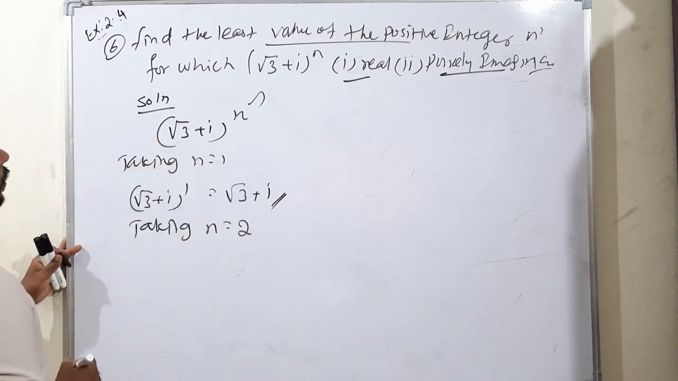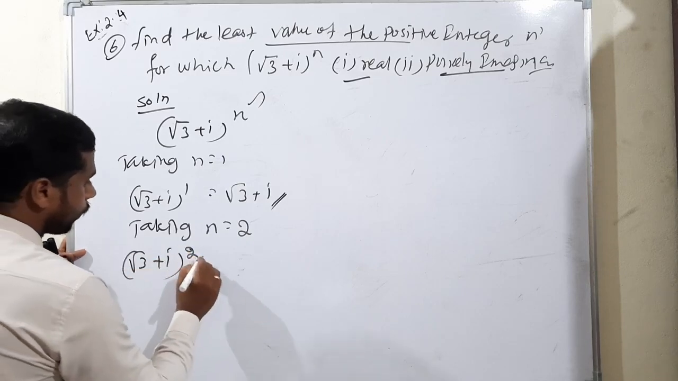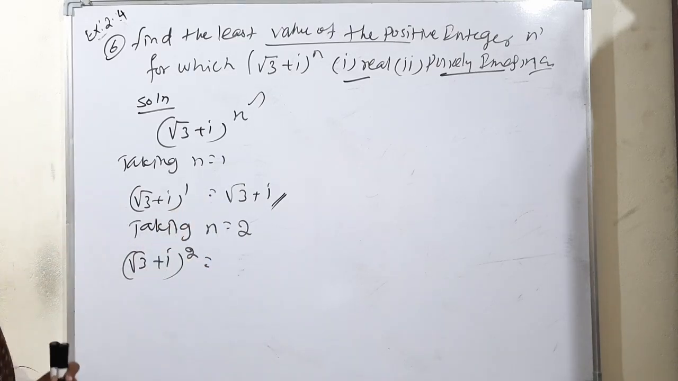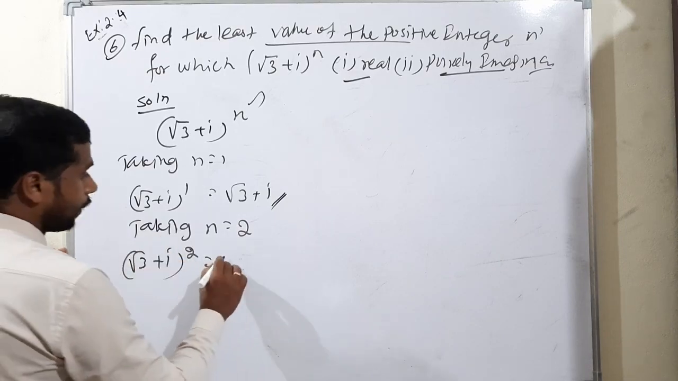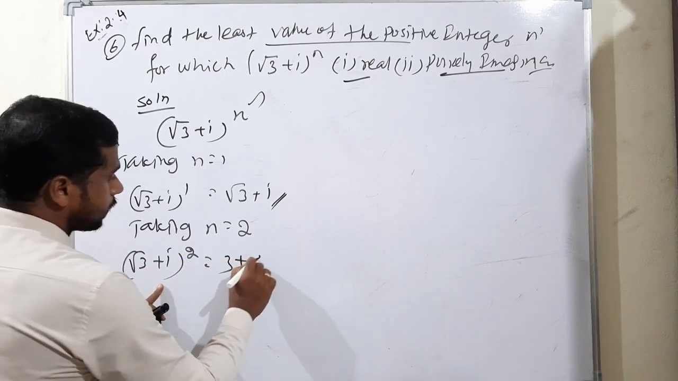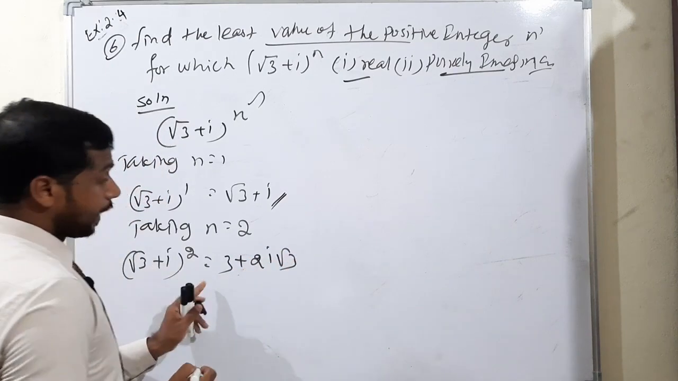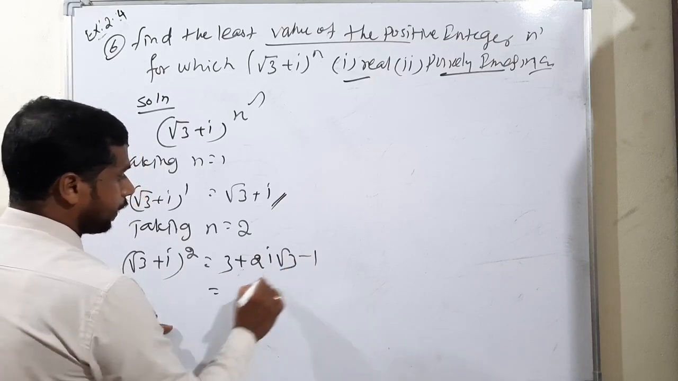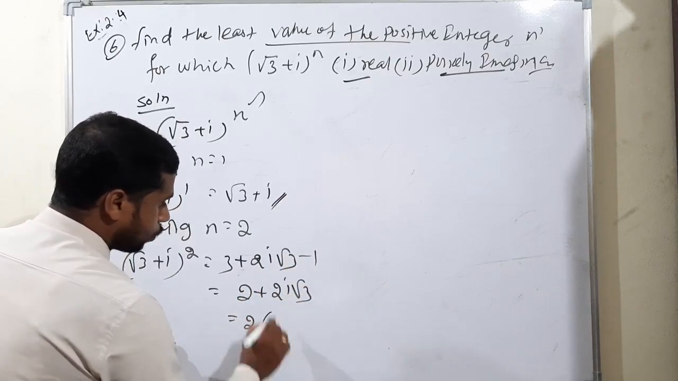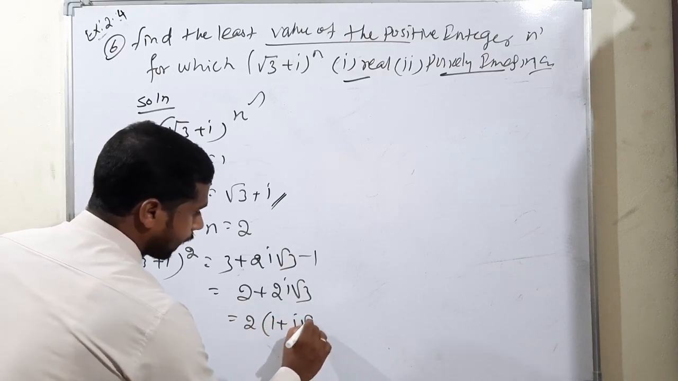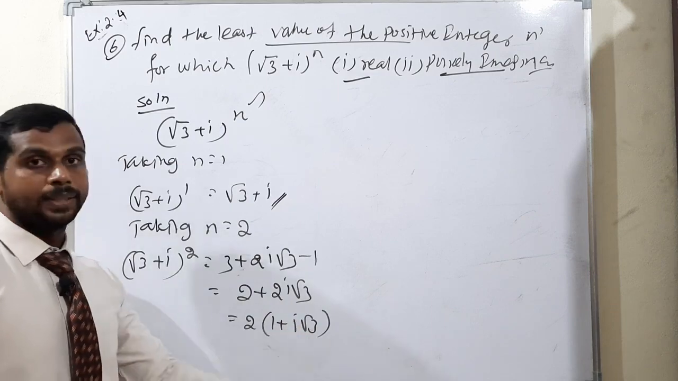Taking n equal to 2, (√3 + i)^2, which is (a + b)^2, meaning a² + 2ab + b². So √3 squared means 3 will come, then plus 2i√3, then i² means minus 1. Therefore 3 minus 1 is 2, so 2 + 2i√3. Again taking 2 common outside, 1 + i√3. This is also not possible because real is there and imaginary is also there.